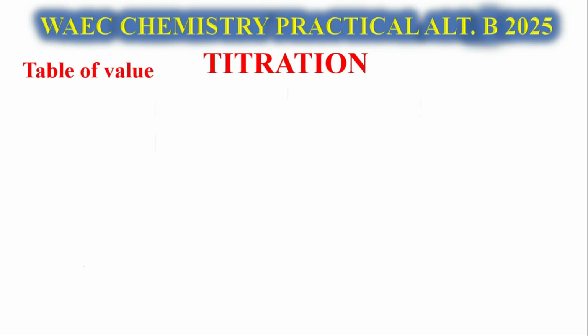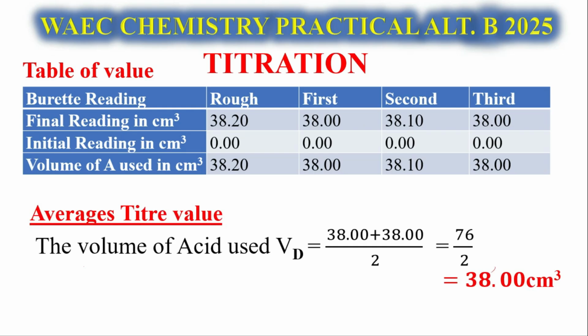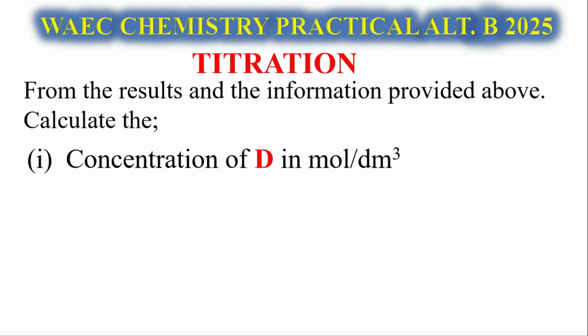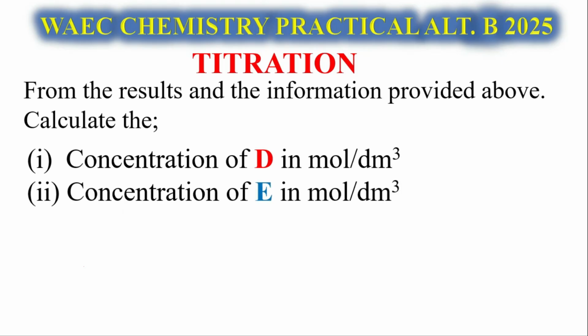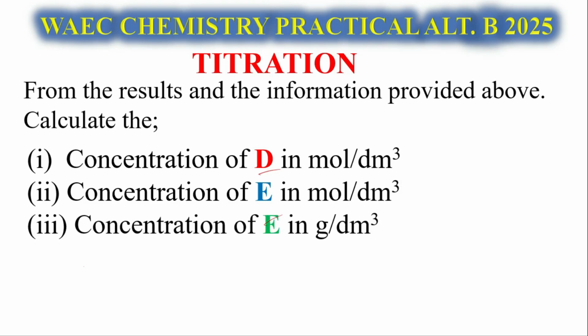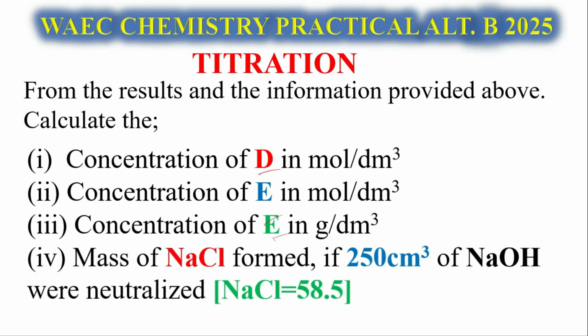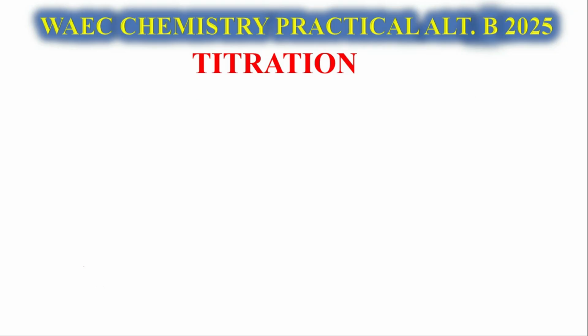All right. So this is our table. By now, you should know how the table looks, so you can get your 10 marks. So let's look at the questions. Number 1, concentration of D in mole per dm³. Concentration of E in mole per dm³. Concentration of E in gram per dm³, and mass of NaCl formed if 250 cm³ of NaOH were neutralized with what? HCl. Okay, from our balanced chemical equation.